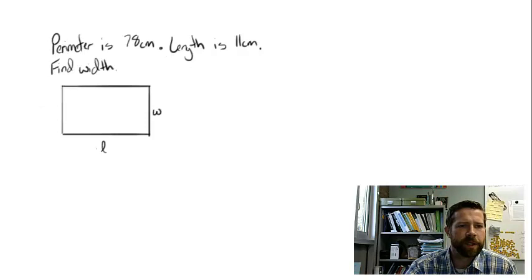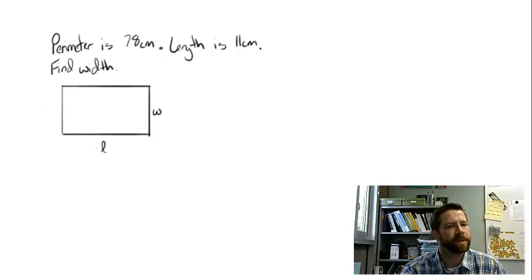Alright, we're given that the perimeter of a rectangle is 78 centimeters, and that the length is 11 centimeters, and we're being asked to find the width. First of all, real quick, what is the perimeter? The perimeter is the distance all the way around a rectangle.